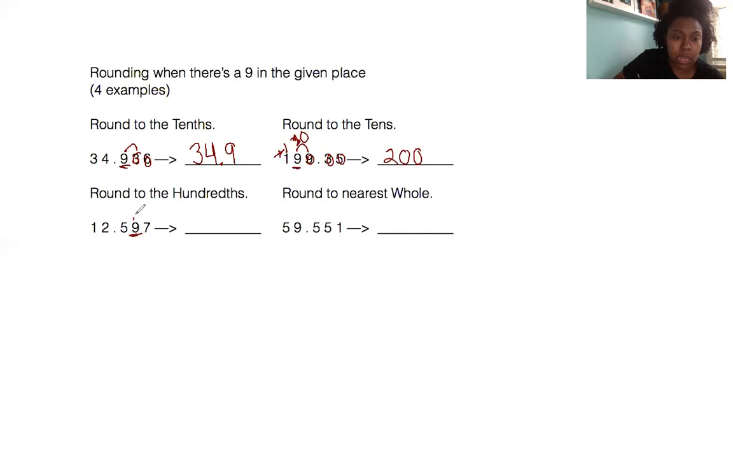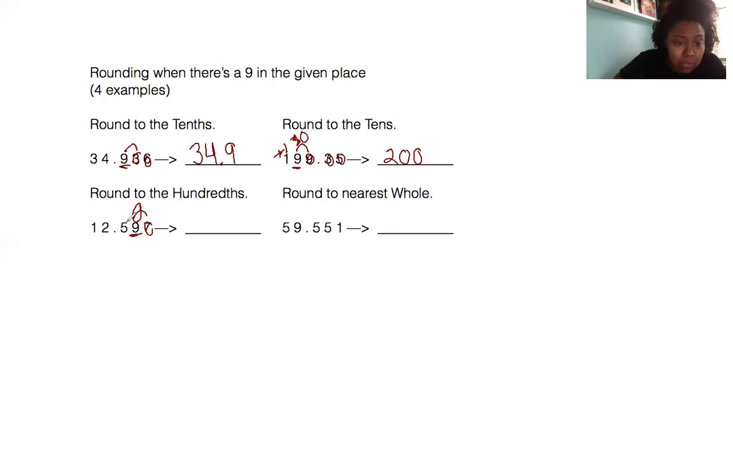That's the number I'm deciding to change. Look next door. That's 7, again, bigger than 5. So my 9 is going to round up. We know that the next number that comes after 9 is 10, so it's going to become a 0 instead.